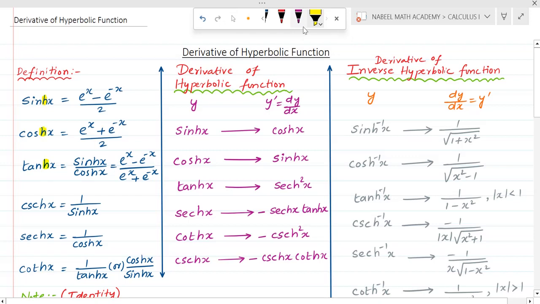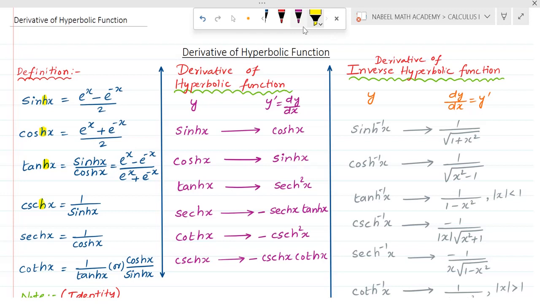So sinh x, the definition is e power x minus e power minus x over 2. And cosh x is e power x plus e power minus x over 2. Whereas tanh is sinh over cosh. If I divide these two, the 2 gets cancelled, and you will get e power x minus e power minus x over e power x plus e power minus x. This is what you will have.